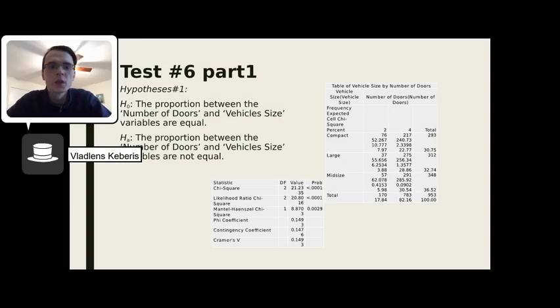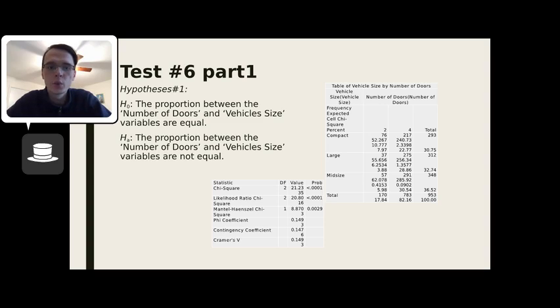The purpose of task 6 is to compute the chi-squared procedure to see if there are similar properties between number of doors and vehicle size. The variables used for this procedure: number of doors and vehicle size. Hypothesis: H0. The properties between the number of doors and vehicle size variables are equal. HA. The properties between the number of doors and vehicle size variables are not equal.